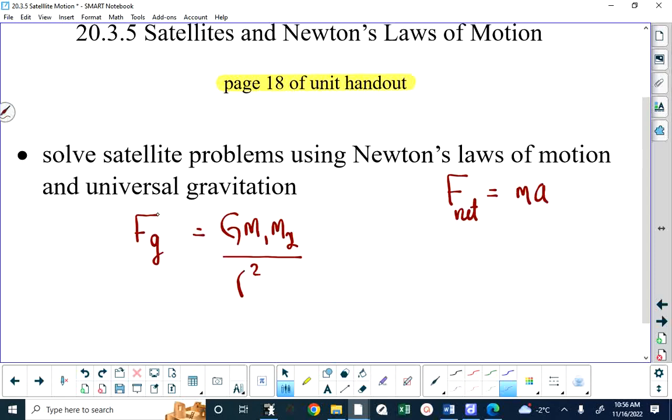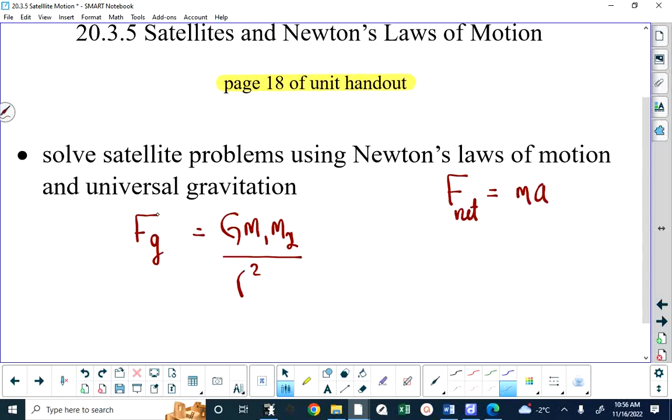So we're solving satellite problems dealing with those two laws, the law of gravitation and Newton's second law of motion. Before we get started with the actual lesson, I think I need to make sure that you understand what a satellite is. A satellite is any object that is in an orbit around another object. So the moon is a satellite of the Earth. Any manufactured or human-made satellite that's launched into orbit is a satellite of Earth.